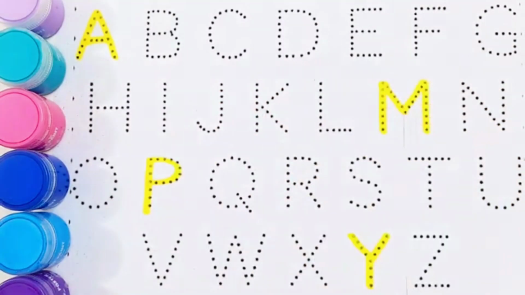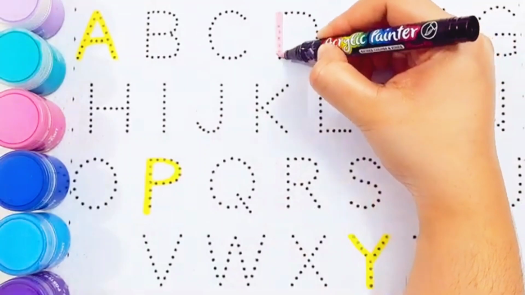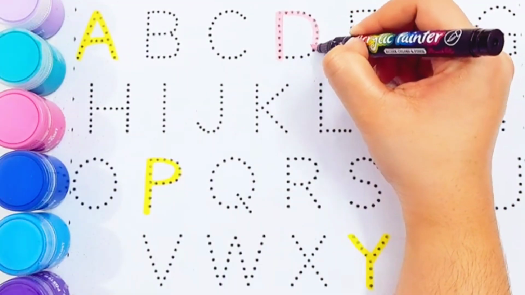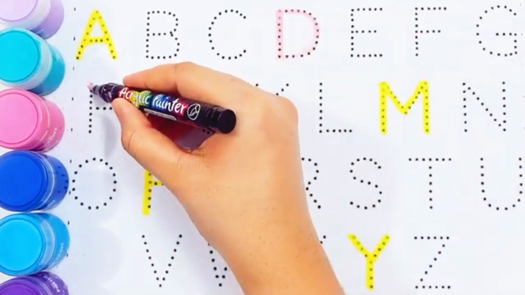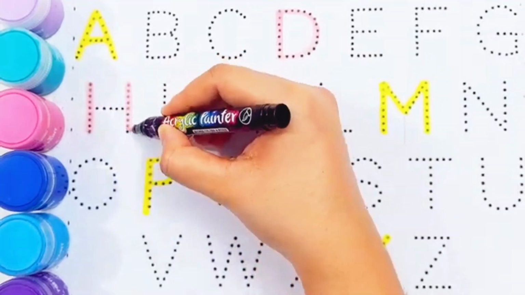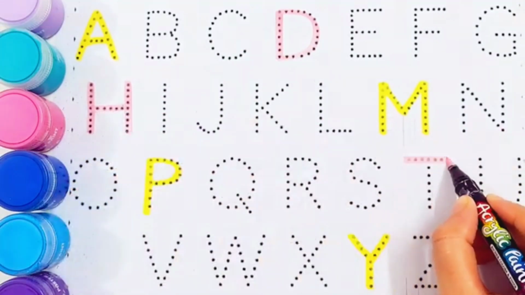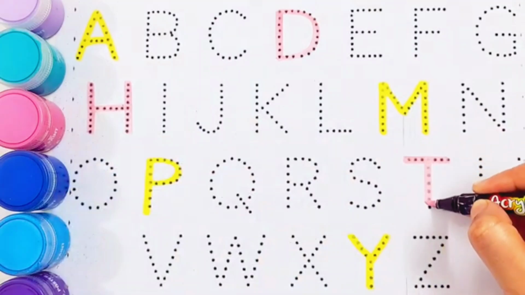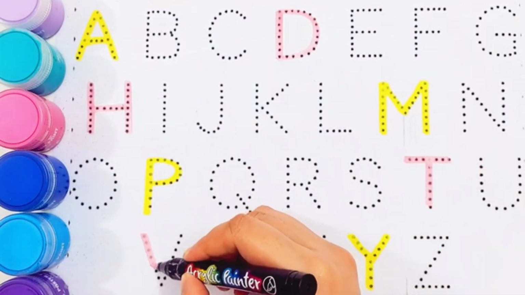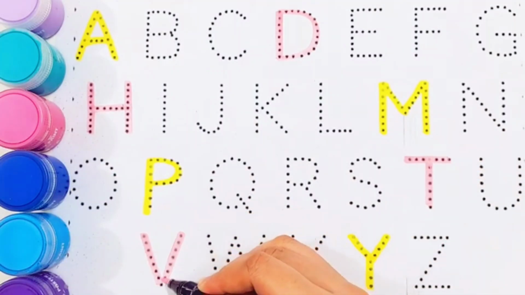Pink color. D for dust. H for horse. T for torch. V for vanilla.